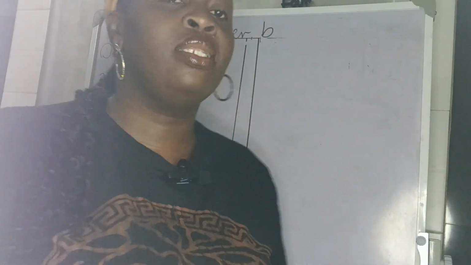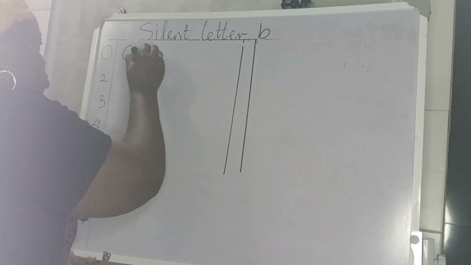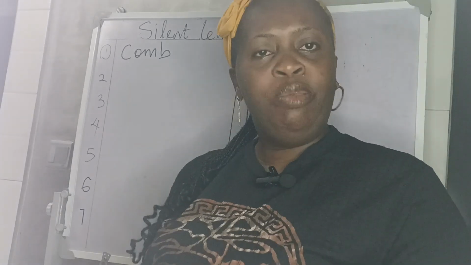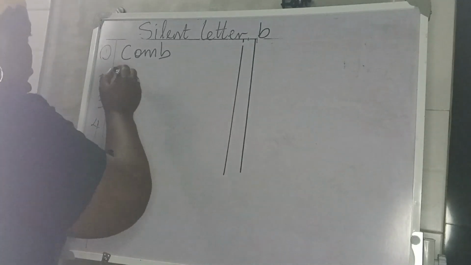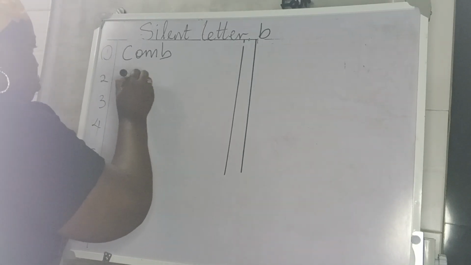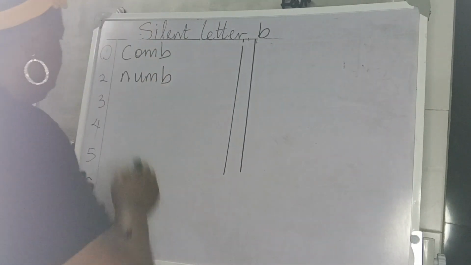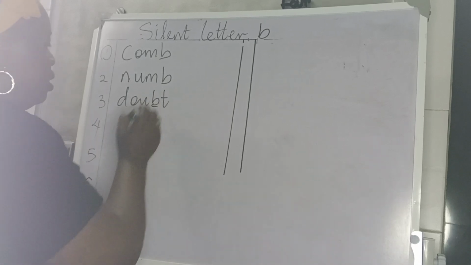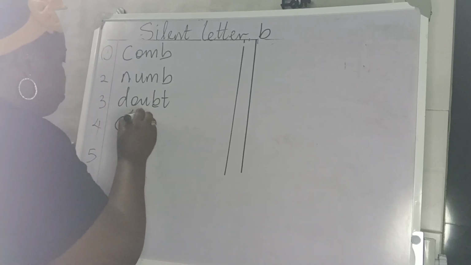Let's look at silent letter B. Number one is come. You find out that in the spelling, we have a B, but in the pronunciation, the B is silent. Come. Now let's look at numb. This is what? Numb. Doubt. The B is silent. Doubt. The B is what? Silent.